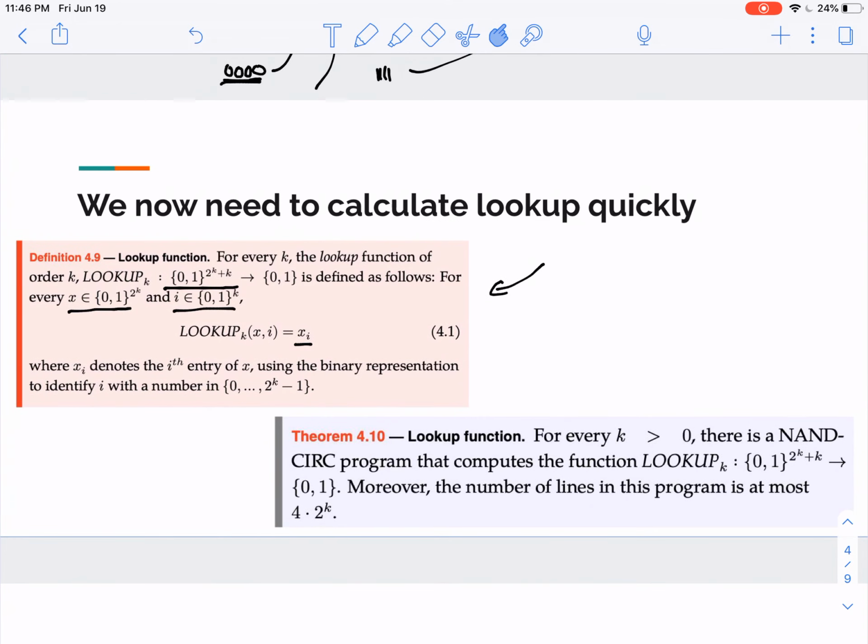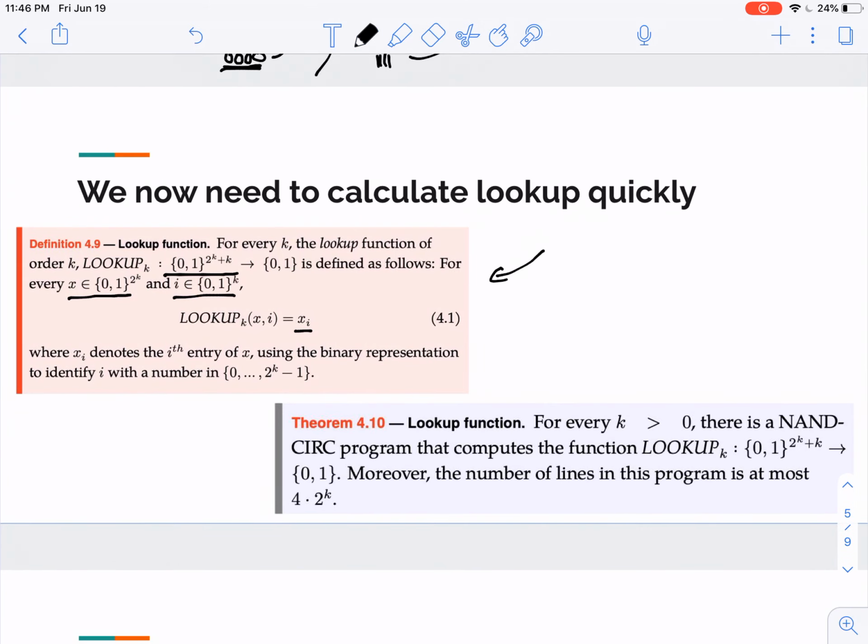Again, going back to our definition tips, right? Make sure that really makes sense to you. All the pieces fit together and match your intuition. So now we're going to prove a different theorem. We're going to prove that for every k greater than 0, there is a NAND circuit program that computes this lookup function, and the number of lines in this program is at most 4 times 2 to the k.